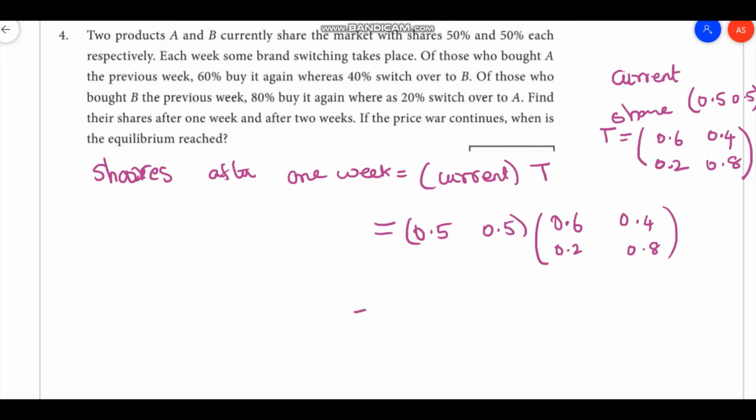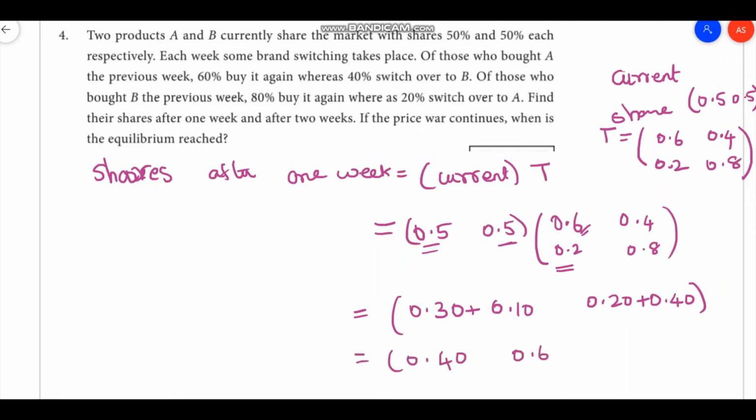Let us multiply it, first row by first column. So this into this, you will get 0.30, then this element into this, 0.5 into this is 0.10. Now first row by second column, which is 0.20 plus 0.40. So finally we'll get 0.40 and 0.60. If I convert this into percentage, 40% and 60% will be the share after 1 week.